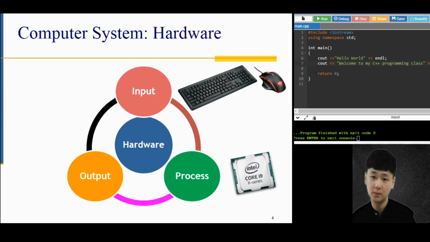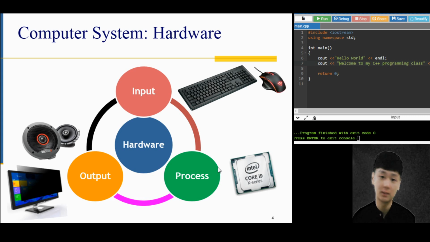And the last component here is the output. Output is the useful information produced by the computer system, such as a monitor screen to display the information, a speaker to produce sound to the user, and a printer to print out the information, the data.